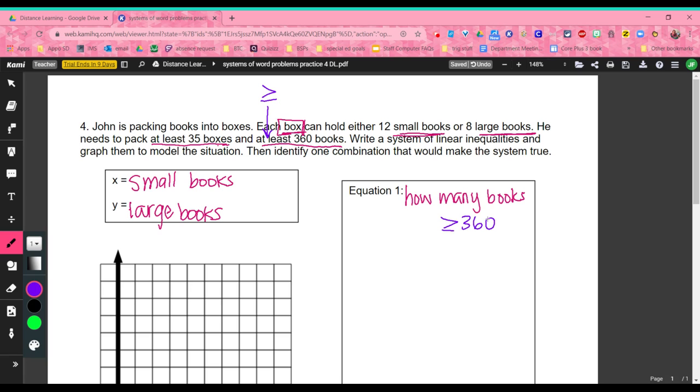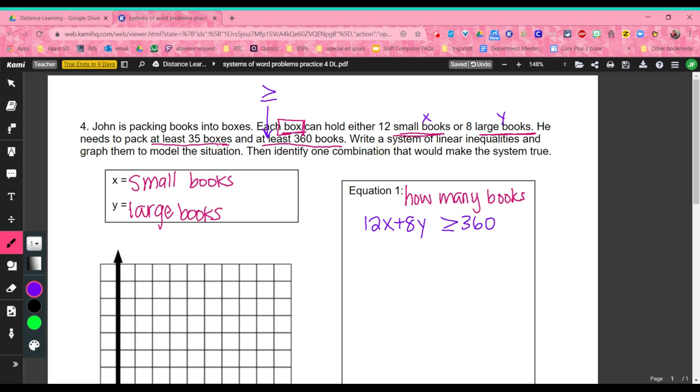But now I need to figure out what goes in the front. It's always going to be something x plus something y. So if I have 12 small books, remember that small books are x, and 8 large books, I have to write my equation. 12x plus 8y greater than or equal to 360. Before I go into finding the other equation, I can rewrite this one to solve it, so that when I go to graph, I already have it ready.